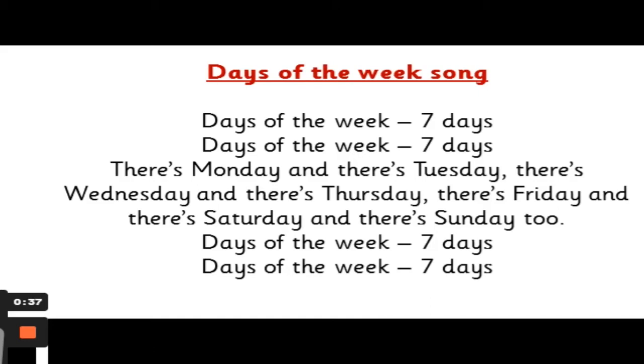Days of the week, 7 days. Days of the week, 7 days. There's Monday and there's Tuesday. There's Wednesday and there's Thursday. There's Friday and there's Saturday. And then there's Sunday too. Days of the week, 7 days. Days of the week, 7 days.